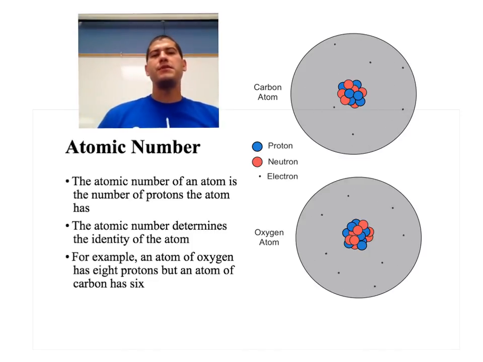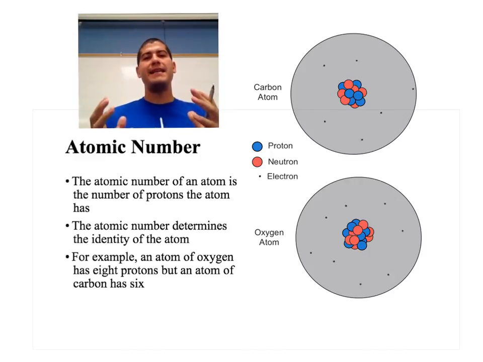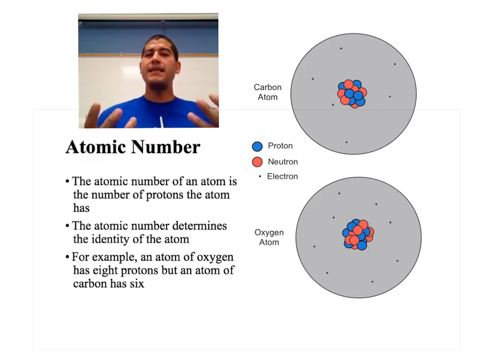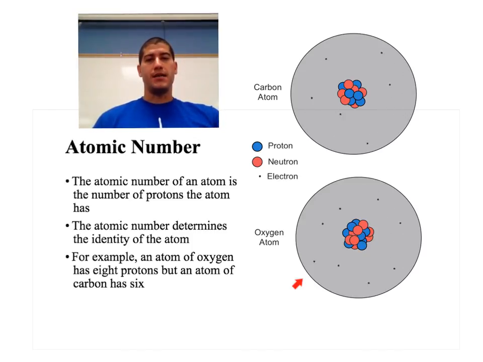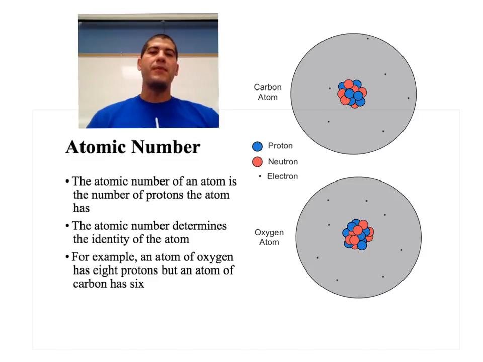The atomic number is important because it determines the identity of the atom. It tells you what element the atom is. For example, an atom of oxygen has 8 protons, and an atom of carbon has only 6. So we'll talk a lot more about identifying atoms using an atomic number when we talk about the periodic table. But for now, it's enough to know that the atomic number of an atom is the number of protons that it has in the nucleus.